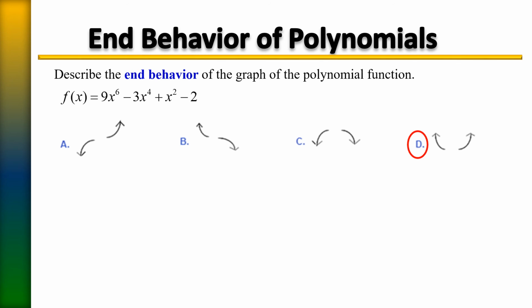And there you have it, using the leading term, its degree, and the coefficient of that leading term, using that to determine the graph of a polynomial function based on the end behavior.